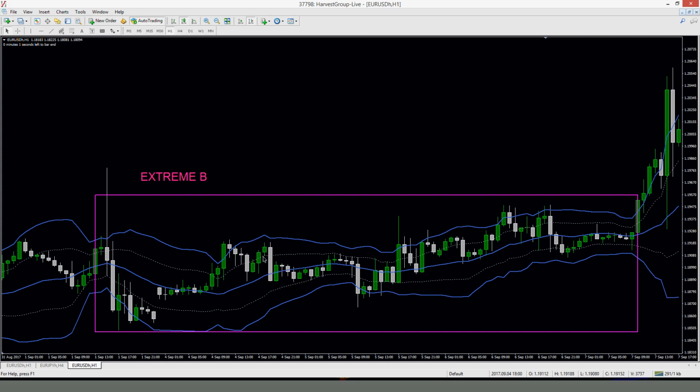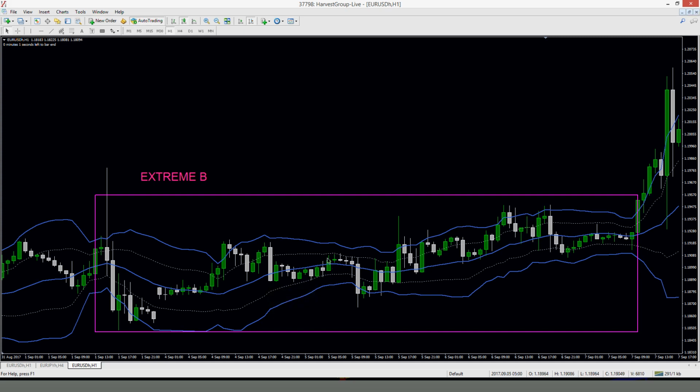It broke through division 1 and closes on the top. So its next target is obviously the top BB. However, the next candle couldn't manage to do that, and the second candle doesn't manage to do that either. So this candle here broke through division 1 and mid BB. So that finishes the cycle of extreme B. Okay, so that's how extreme B works.